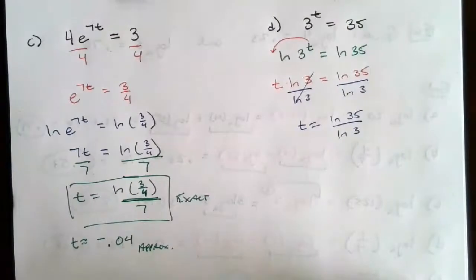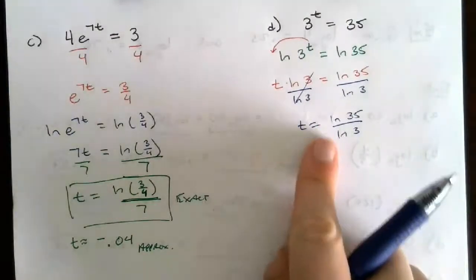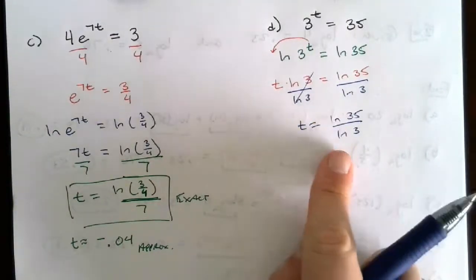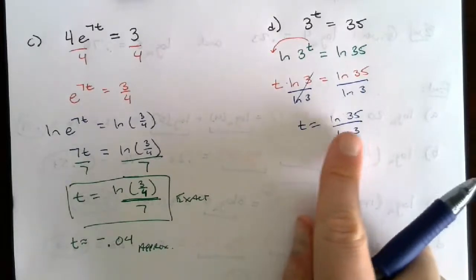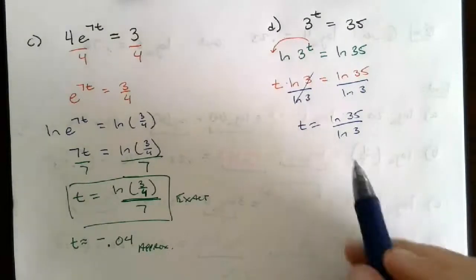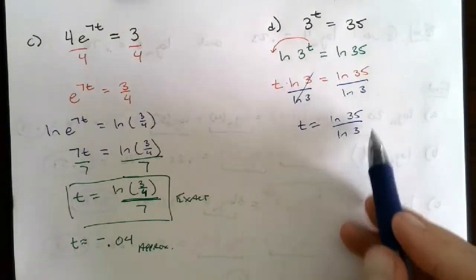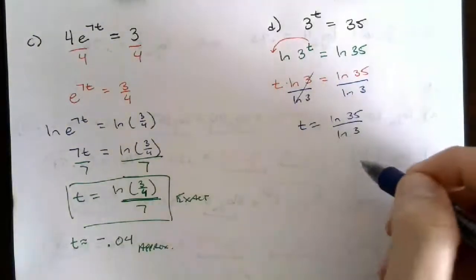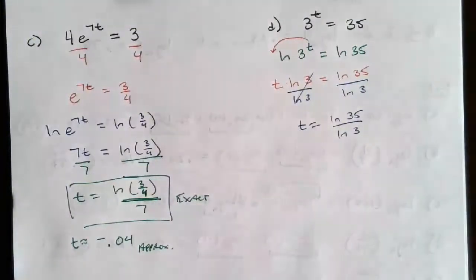So a couple things to point out. You can't cancel these natural logs here. Sometimes people do that and they just say 35 over 3. This isn't multiplication. Remember, it's not natural log times 35. It's natural log of 35. This isn't natural log times 3. It's natural log of 3. So these are functions. They have to stay as is. They aren't going to cancel out.